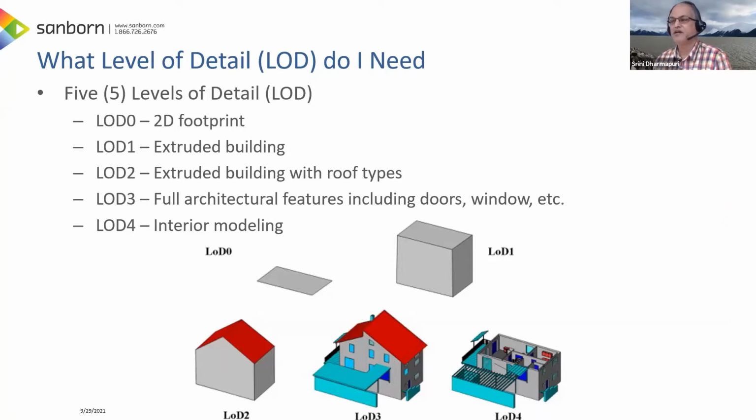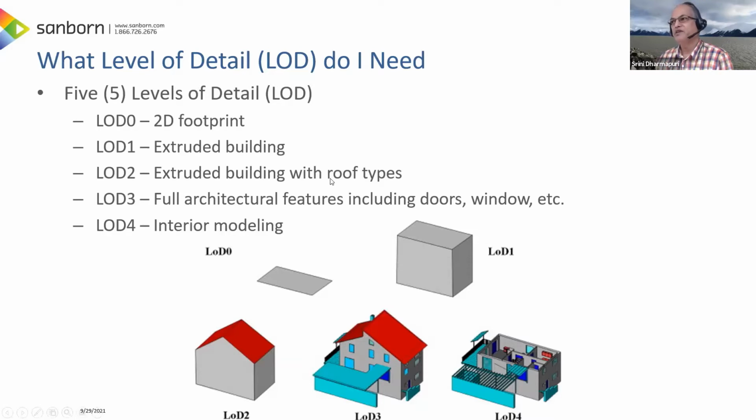There are 5 different levels of detail. Each one has a certain amount of information. As you go from LOD 0 to LOD 4, you are basically increasing the additional information. LOD 0 is a 2D footprint, which means you capture the building from the ortho imagery. That is a classic example of LOD 0.